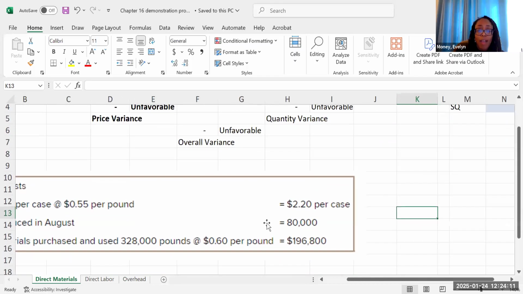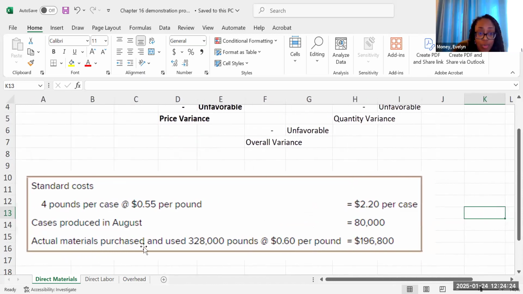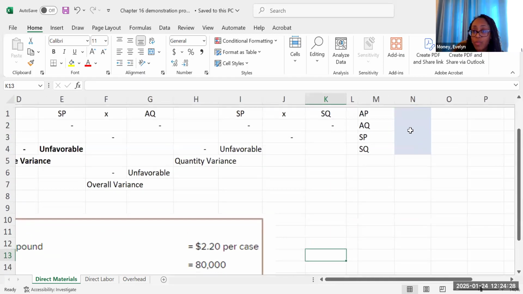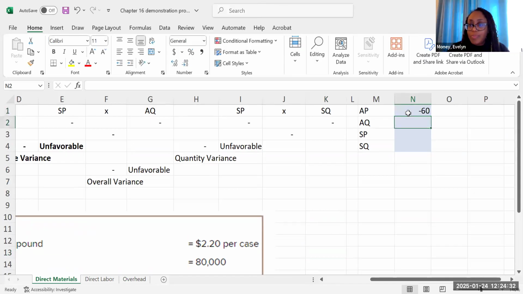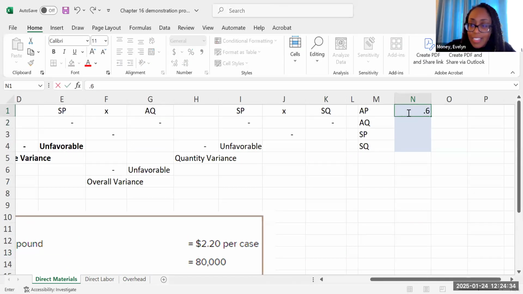The actual price is not in total dollars. I don't want it in total dollars. These are per unit when it comes to actual price. So I need the price per pound. And I was told here the actual materials purchased and used, 60 cents per pound. So for actual price, I'm going to put in 0.6, not -6, 0.6.